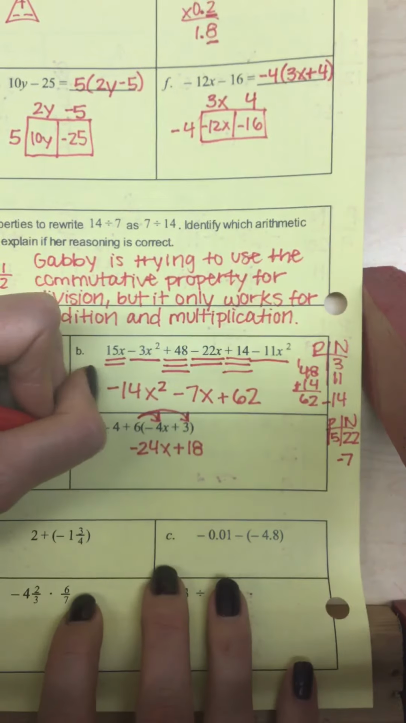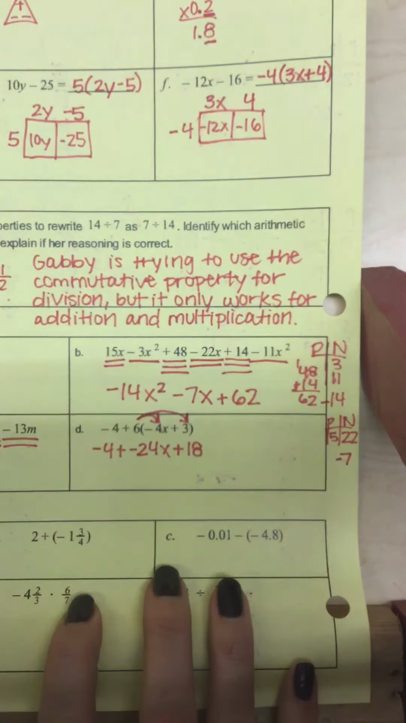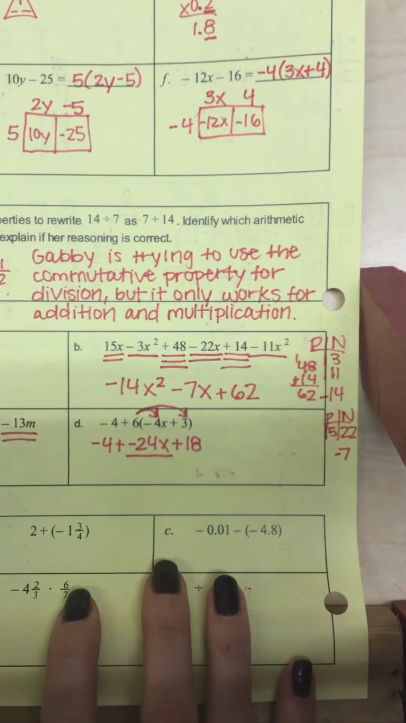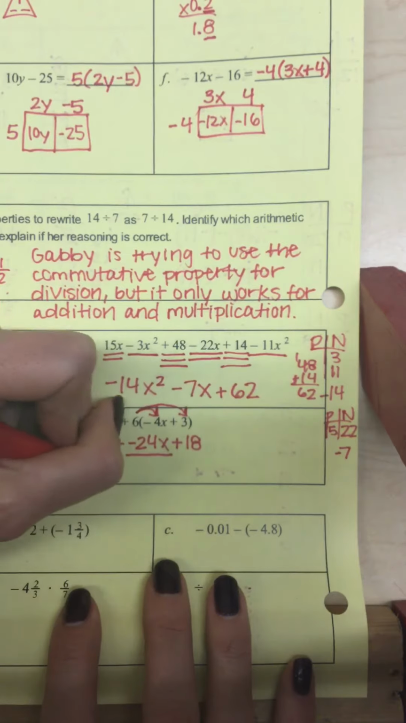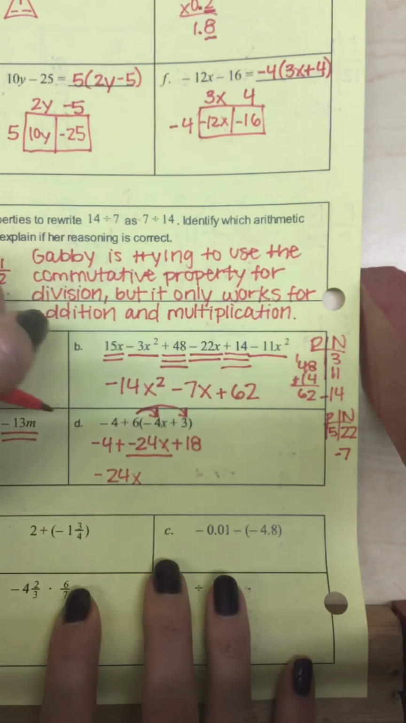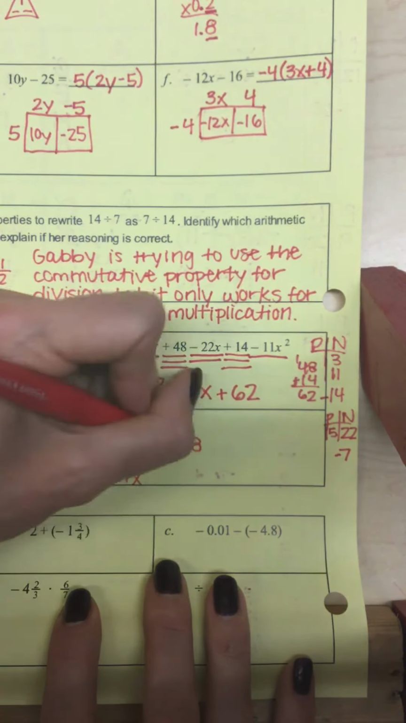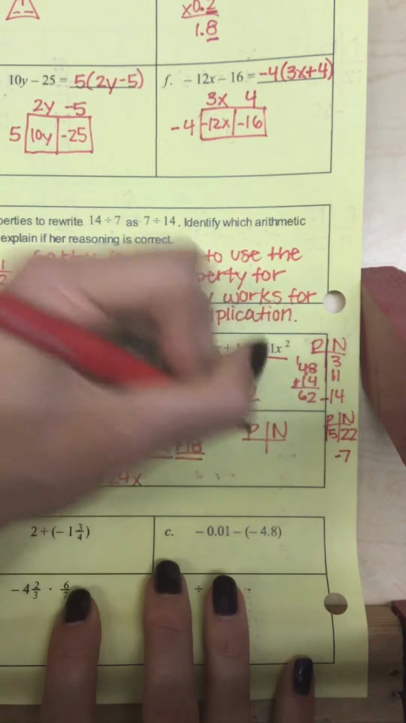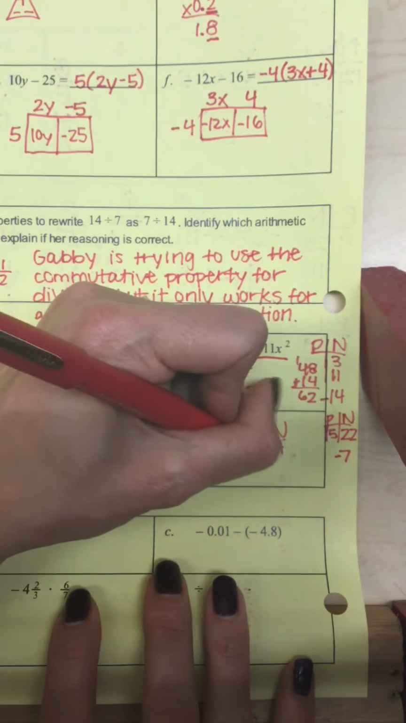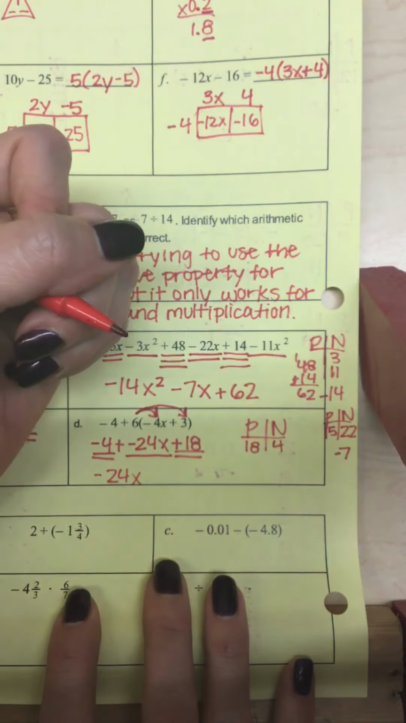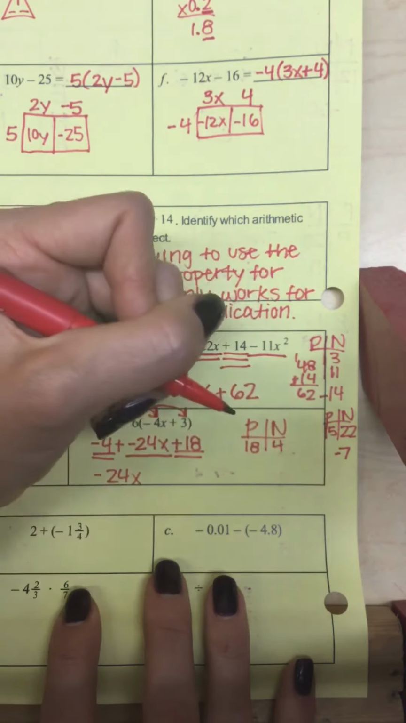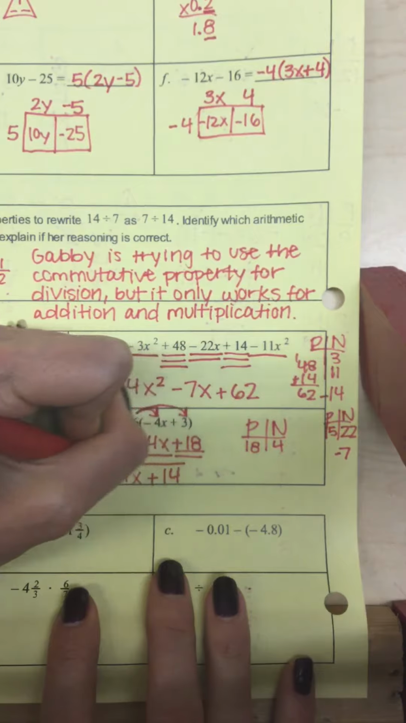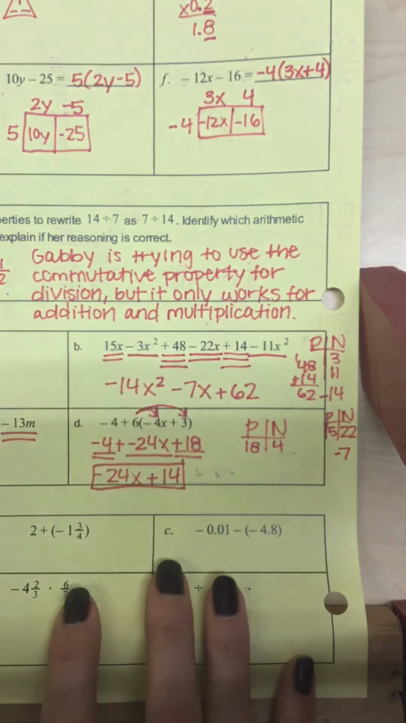And now I can bring down my negative 4 plus. Okay, I look at my x's first. There's nothing else I can combine with that, so that's going to stay as a negative 24x. Then I have negative 4 and positive 18. Well, let's think of our positive negative teams. I have negative 4 and positive 18. They're on opposite teams, so I need to subtract. 18 minus 4 is 14, and positive wins, so I have a positive 14. This is as simplified as your answer can get.